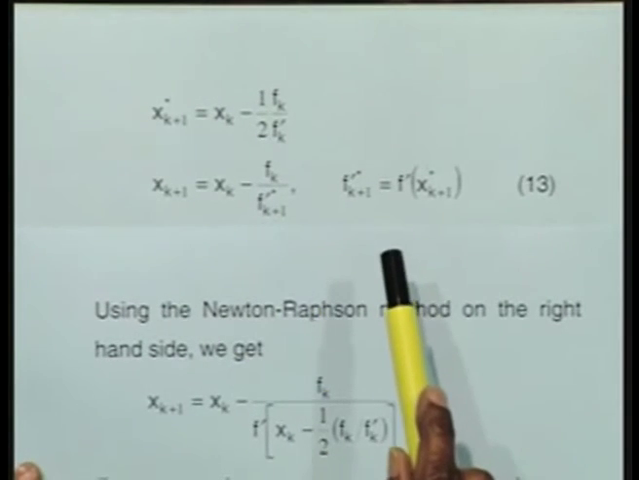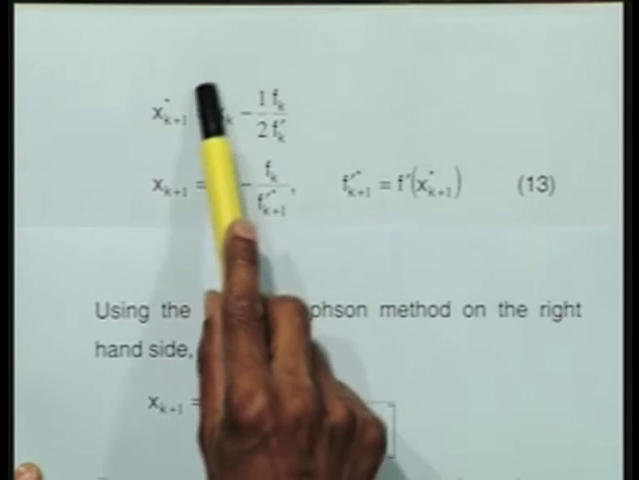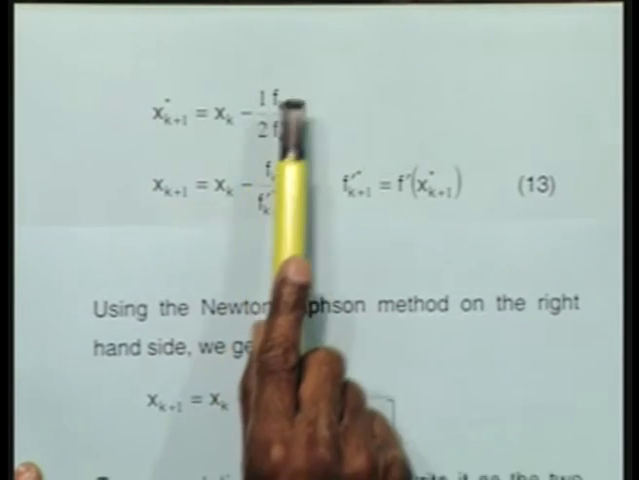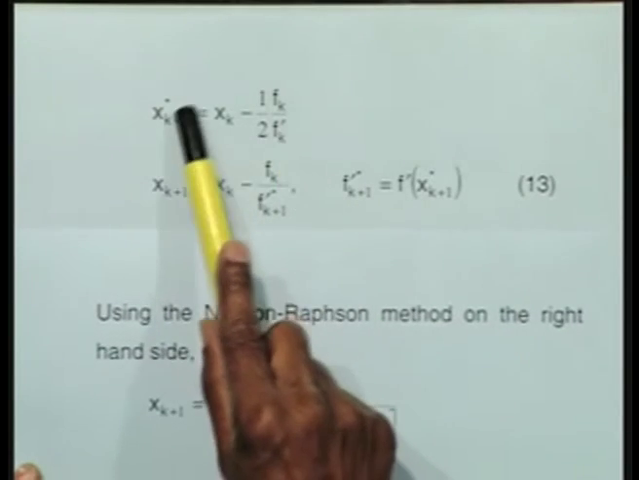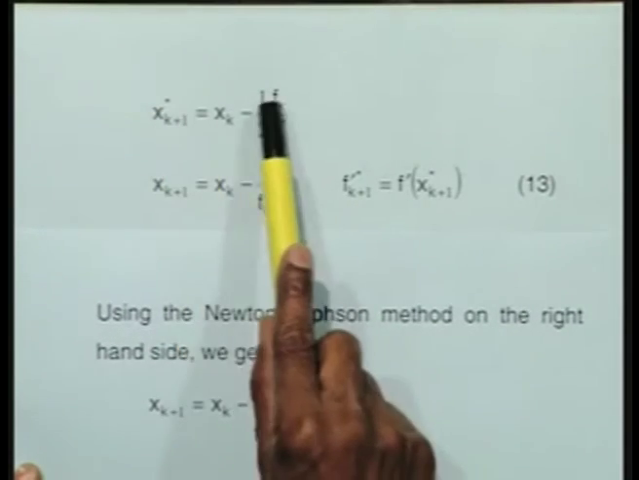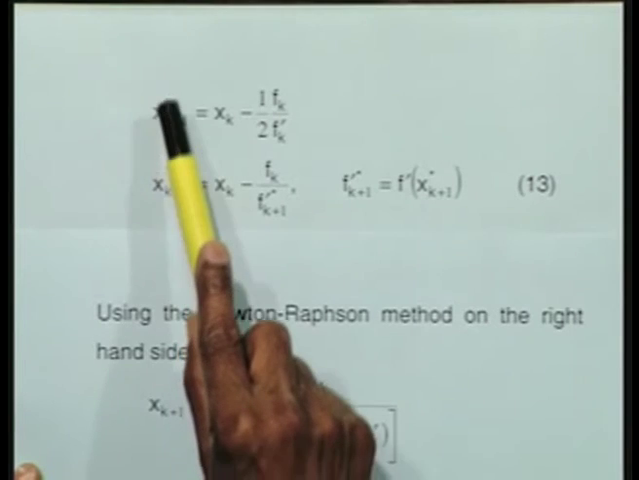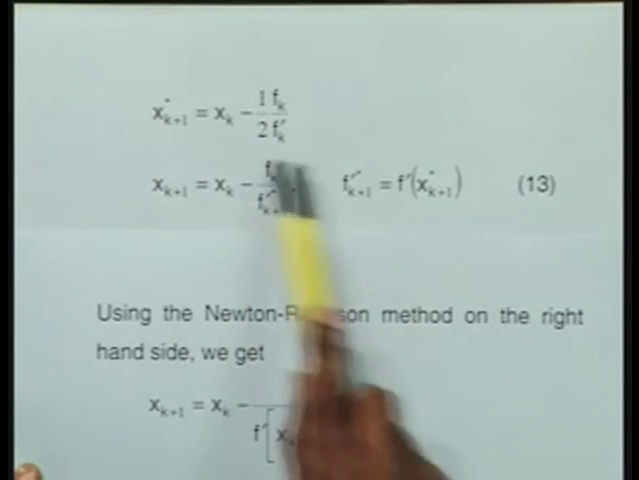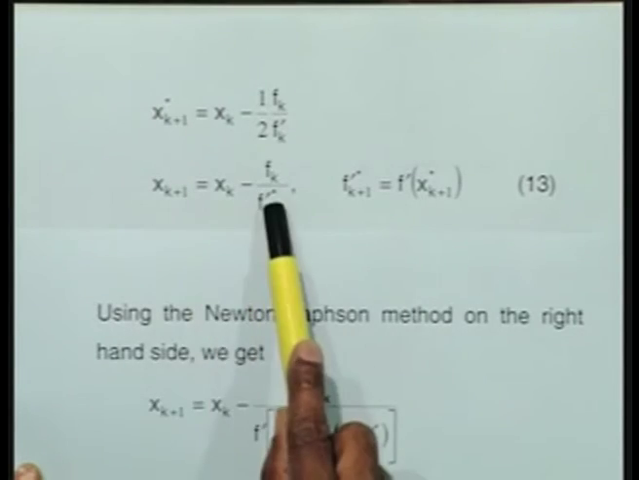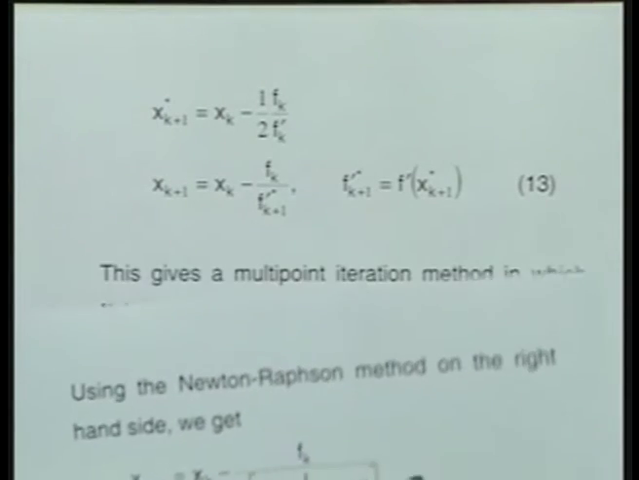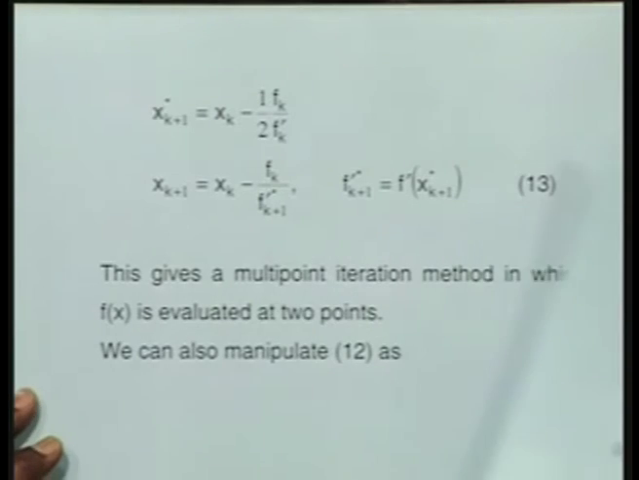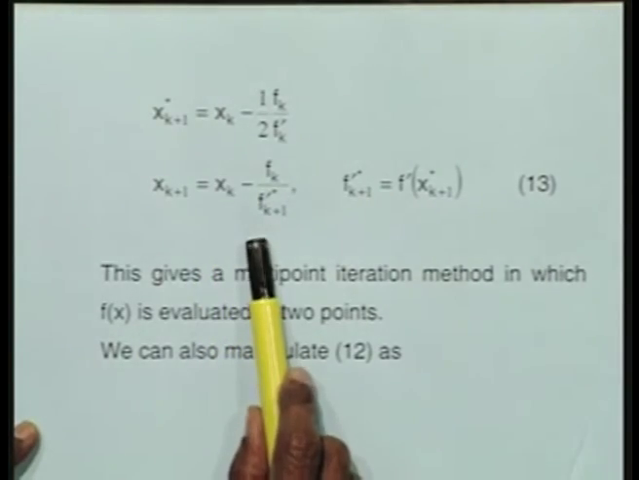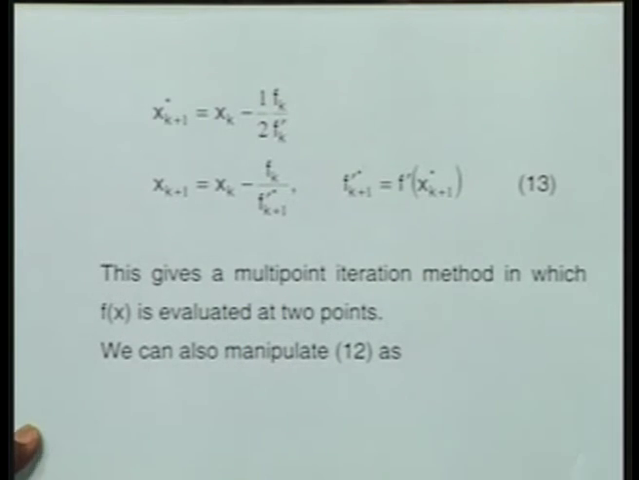So, you see, this almost looks like the Newton-Raphson method, except I have a half here. If there was no half here, it was the Newton-Raphson method. So this particular quantity is being used here, and we compute xk plus 1 star, then compute f prime at this particular argument, and then substitute it here, we get the multi-point iteration method. Therefore this is called the multi-point iteration method as one way of writing it.